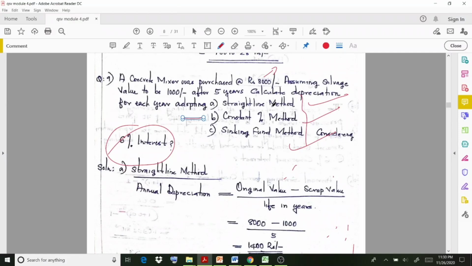If you are using the straight line method, you know that the equation for the annual depreciation is original value minus scrap value divided by life in years. In this case, a concrete mixer was purchased for rupees 8,000, and the salvage value after 5 years is given. Already I mentioned the difference between salvage value and scrap value.